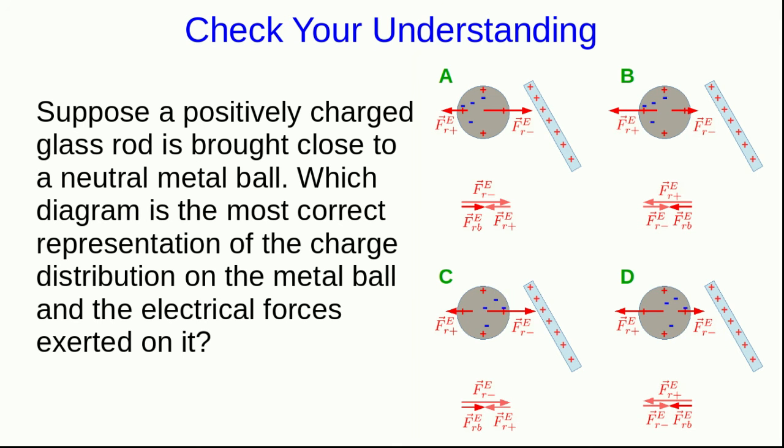It's time for a question to check whether you're following along. So suppose that instead of using a negatively charged rod to polarize a ball, we bring a positively charged rod close to a metal ball. So which of these four diagrams is the most correct representation of how the charges will be distributed on the metal ball and the sizes of the forces exerted on it?